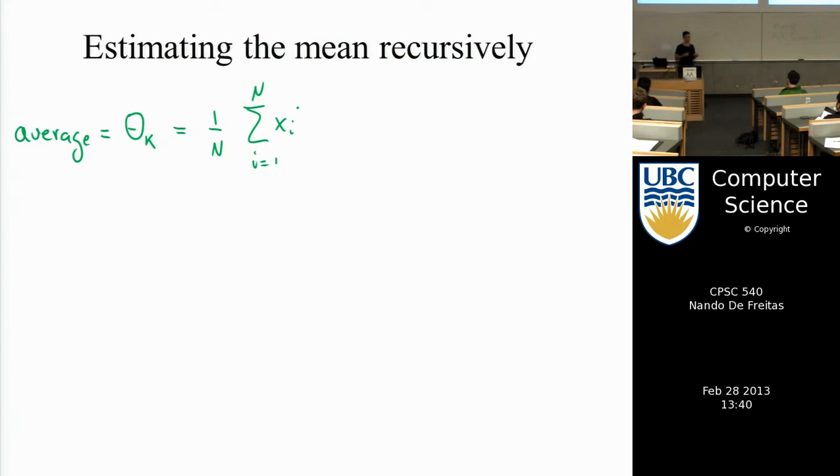Another way to try to compute it is recursively. How do we compute the same thing recursively? Let's do the following derivation. We'll rewrite theta k as, sorry, theta n in this case. And then the subindex for theta just means that it's a function of n xi's. Okay? So we take xn times 1 over n plus 1 over n, the sum from i equal 1 to n minus 1 of xi. All I did was take the last term out of the sum. Now I'm only going up to n minus 1.